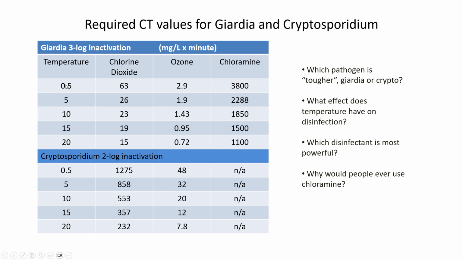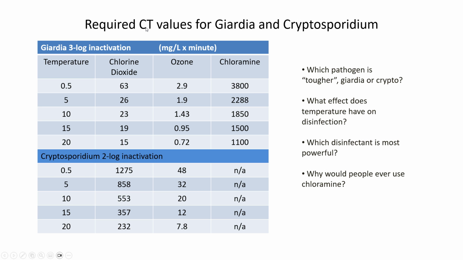If you have the trend of warmer water, you can see that a lower dose is needed, and by the way, the units here for these numbers like 63, 26, 23, and so on, that is the concentration in milligrams per liter multiplied by the minutes of contact time.